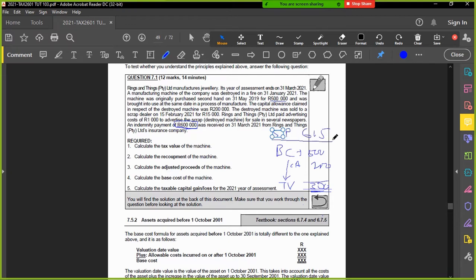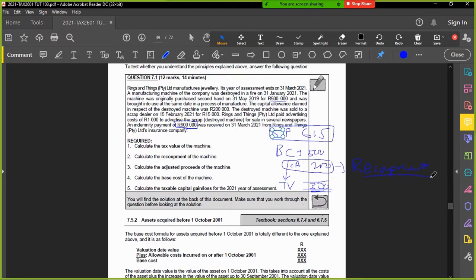Now we know more information, now I can put that in. So now I've got 615 here. Base cost is 500. Capital allowances was 200, but there is going to be a recoupment. The recoupment will be limited to the capital allowances. Do you agree? Yes. So the recoupment will be 200.